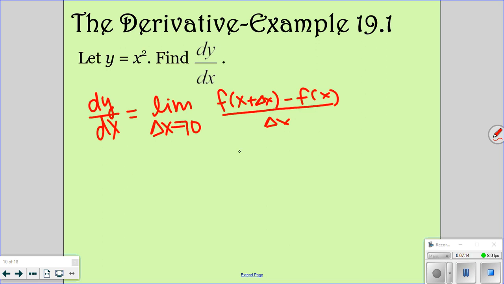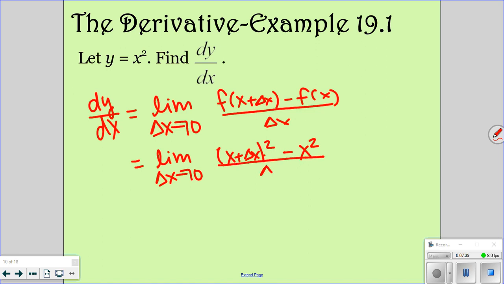And so now that we have our formula written out, we can plug in what our function is. So the limit as delta x approaches 0, and our function is x squared. So our x is going to become x plus delta x. So instead of it just being x, it's now x plus delta x squared. And then minus x squared, because that's our function, all over delta x. And so now we need to try and simplify this.